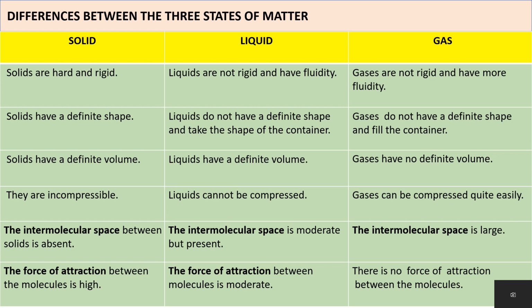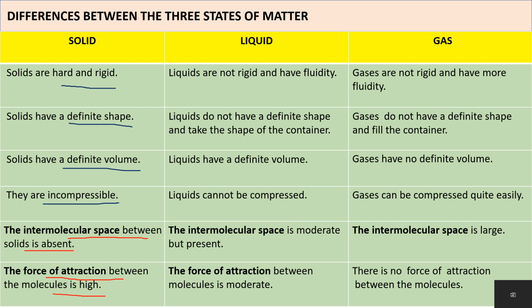If we have understood the characteristics of particles of matter, it becomes easy to understand the differences between the three states of matter: solid, liquid, and gas. Let us see the characteristics of particles of solid. The intermolecular space between solids is absent, and the force of attraction between the molecules is very high. Because of this, solids are hard and rigid. They have a definite shape and have a definite volume. They cannot be compressed.